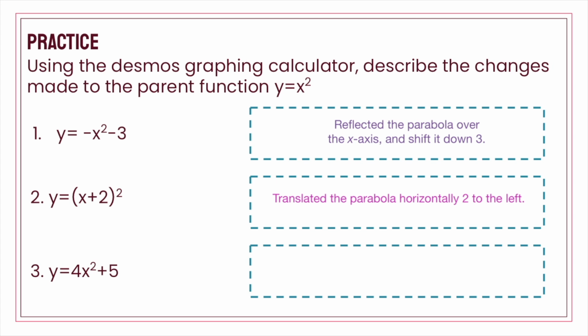My last one there, I've got 4x squared plus 5, so I can see that I've changed the a, the coefficient in front, to 4, so that's going to compress my parabola by a scale factor of 4, and then since I have plus 5, that's going to translate it vertically by 5. That brings us to the end of these practice problems. It also brings us to the end of this set of notes.